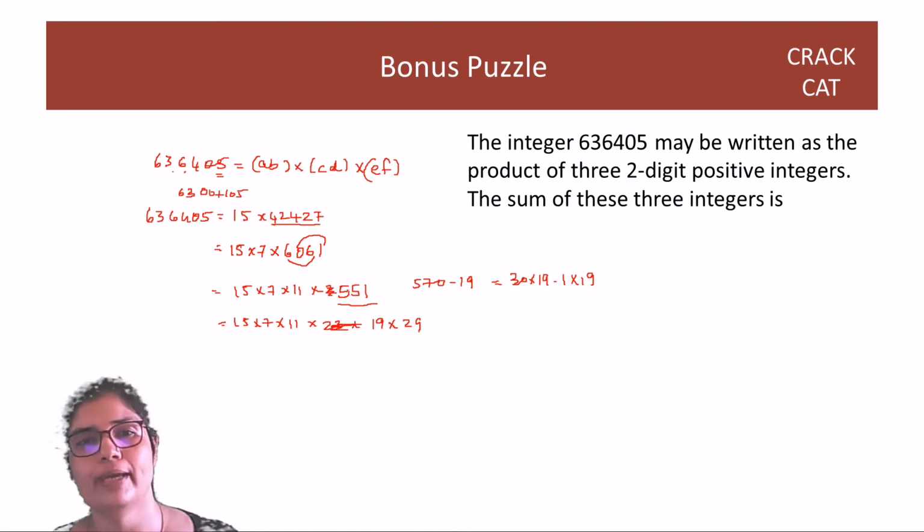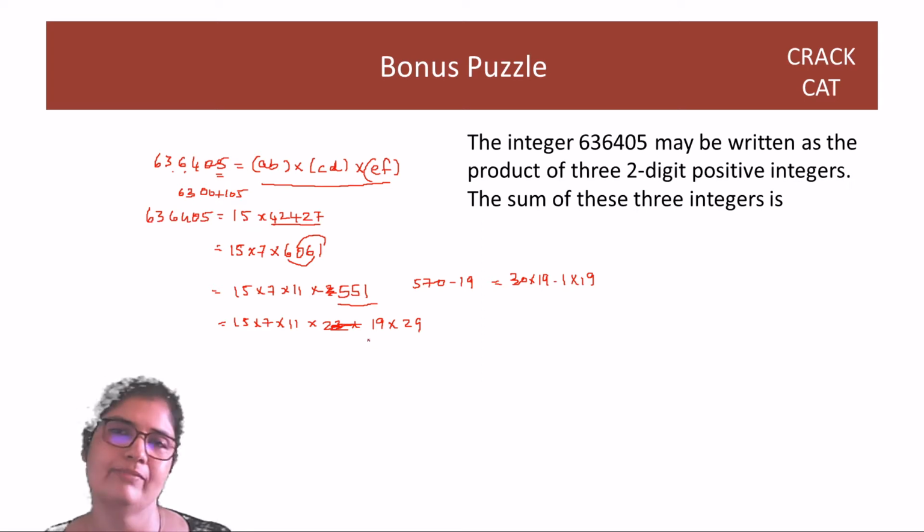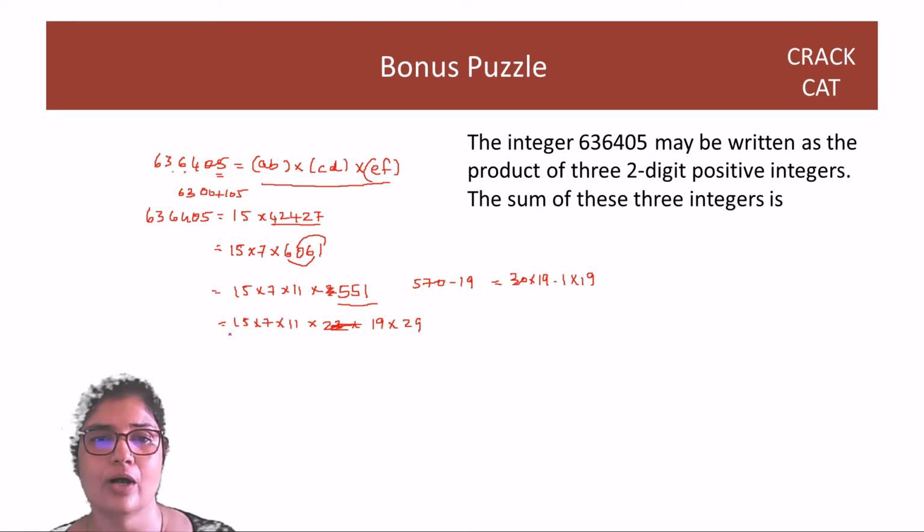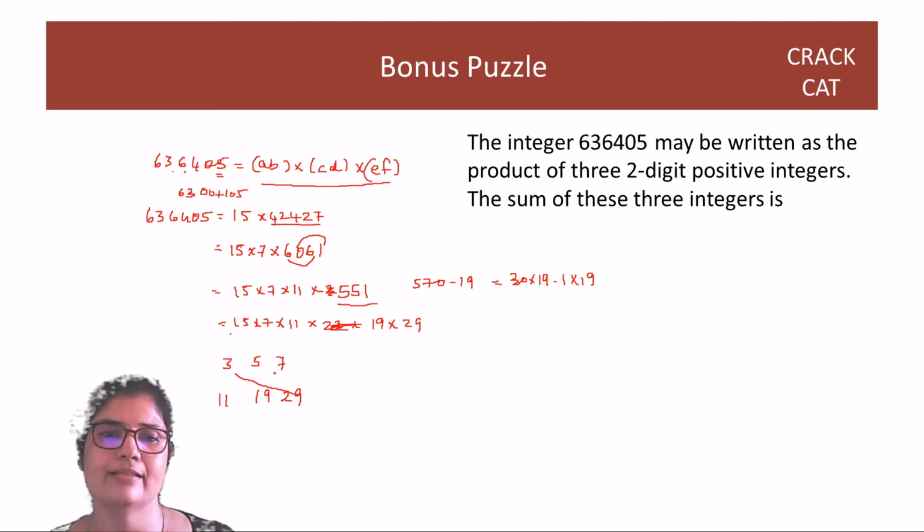Now I need to make three two-digit numbers. These single digits, see, they cannot be combined. 11, if you combine with even 19, right? If you multiply two-digit numbers, you will get a three-digit number. You will not get a two-digit number. So you have to keep them separately. So we now break this as 3, 5, 7, and 11, 19, 29. So for this to work out, the pairing has to be like this.